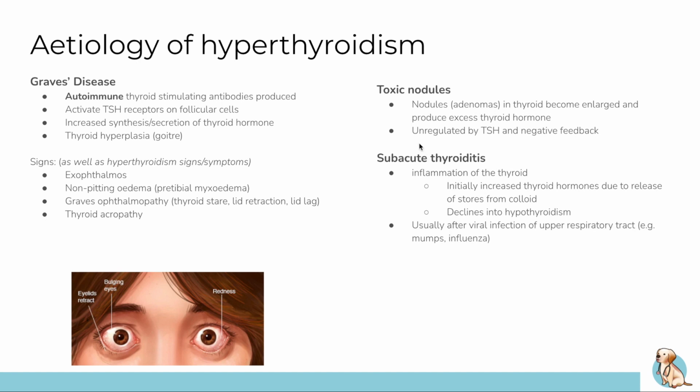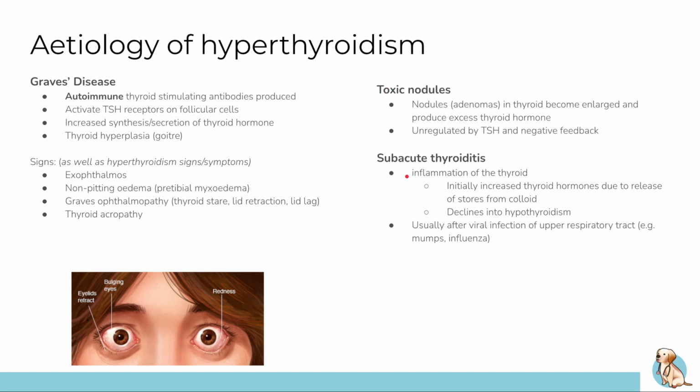First, Graves' disease. This is an autoimmune condition where the body is attacking itself, usually occurring in young women. In this case, thyroid-stimulating antibodies are produced and these activate TSH receptors on follicular cells, increasing synthesis and secretion of thyroid hormone. The overactivity causes hyperplasia of the thyroid gland, so a goiter.